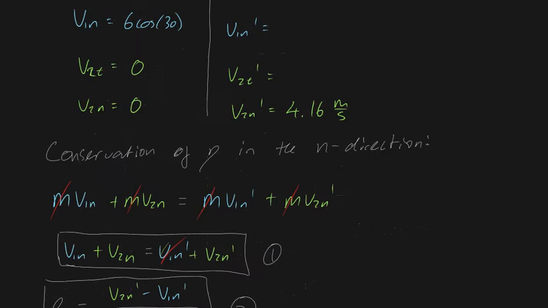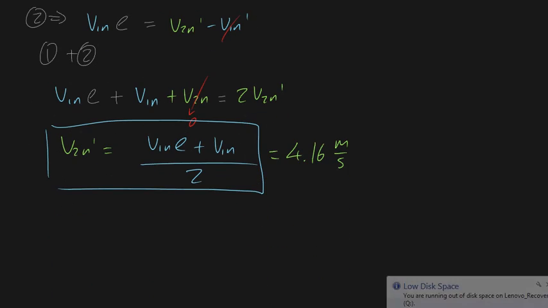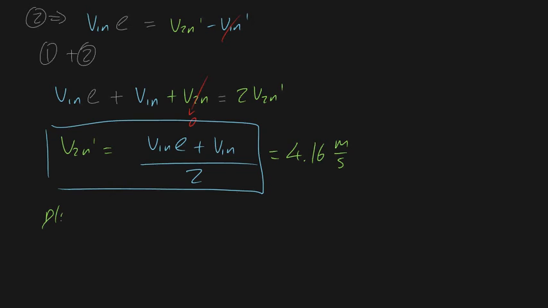Okay, so we've applied two equations and we've still got a few equations left. How do we approach this from here? Well, we know we can actually plug this back in to solve for our tangential component. So we can plug v2n dash equals 4.16 back into equation 1, and what do we get?